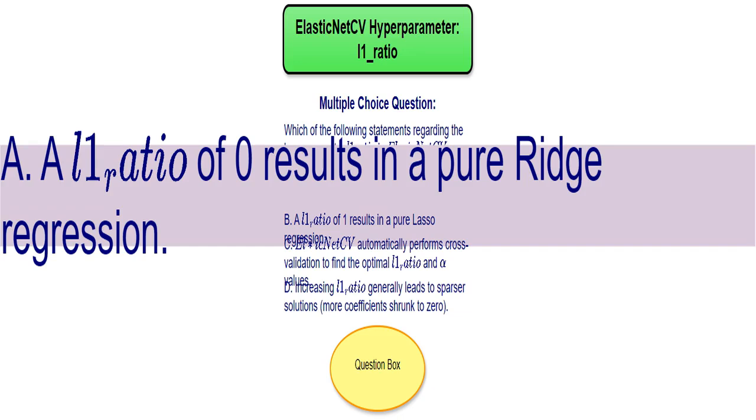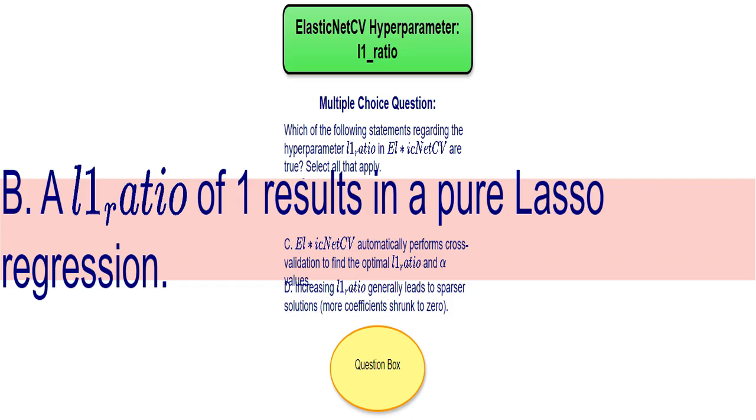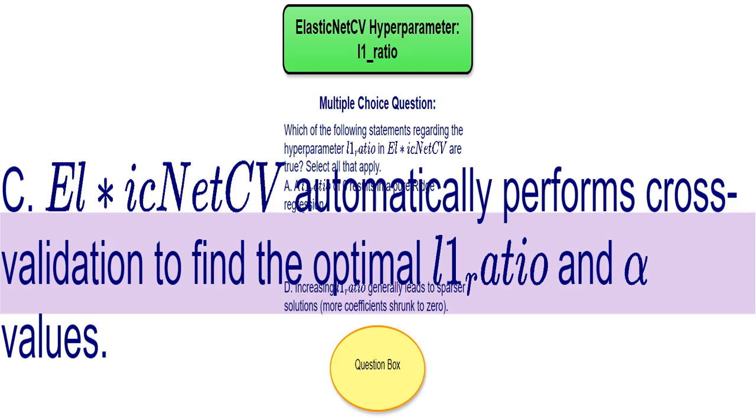This option tests whether you understand that setting L1_ratio to 0 uses only the ridge regression part of the ElasticNet model. Think of it as a slider. At 0, you're all the way to the ridge side. Here, I want to know if you know what happens when the L1_ratio slider is set to 1. That's all lasso.